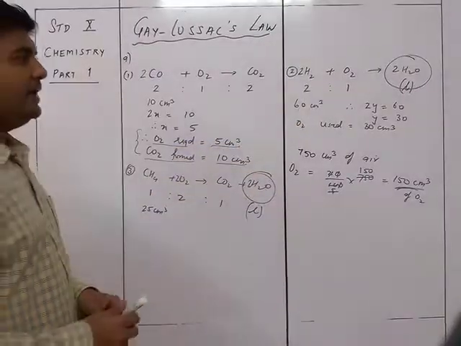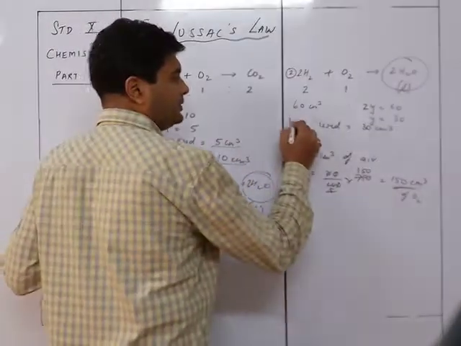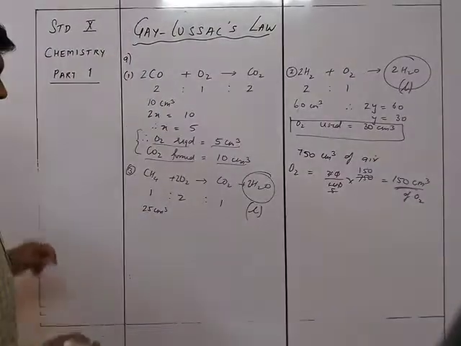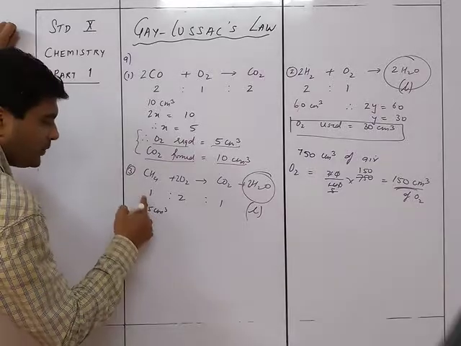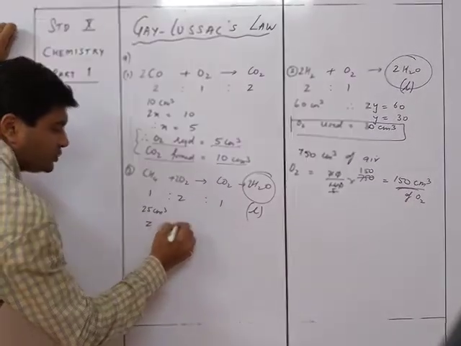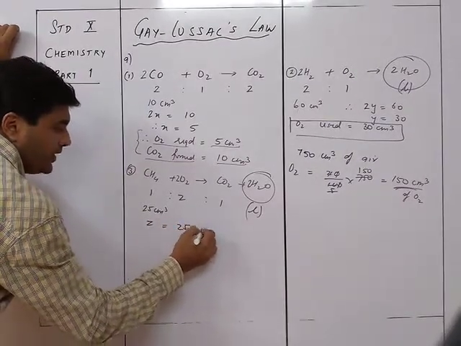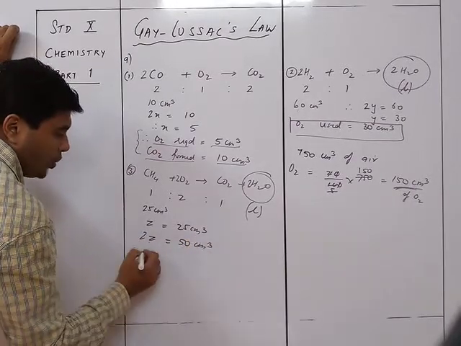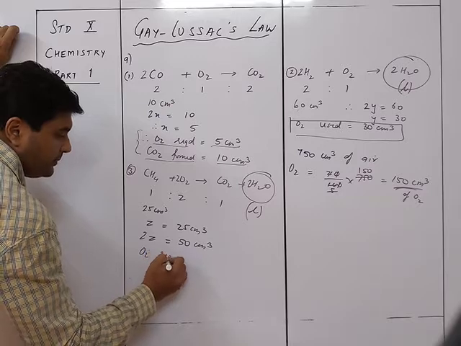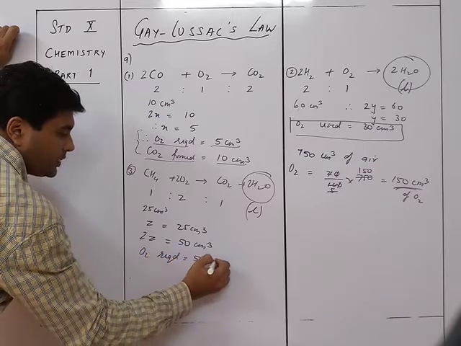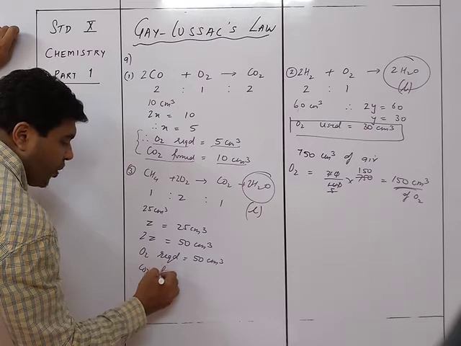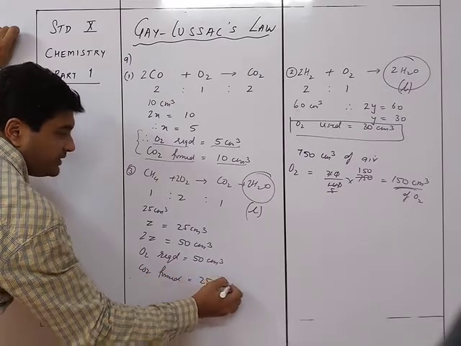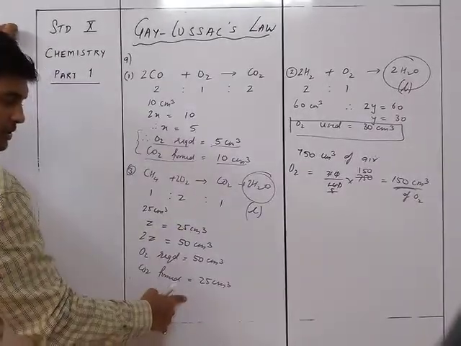So what is the resultant over here? The resultant is that I am using up this much amount of oxygen over here. We come to this part. We see over here the 25. So let's take Z is equal to 25 centimeter cube. Therefore 2Z is equal to 50 centimeter cube. That is, O2 required is equal to 50 centimeter cube and CO2 formed is equal to 25 centimeter cube because it's just one. Got it?